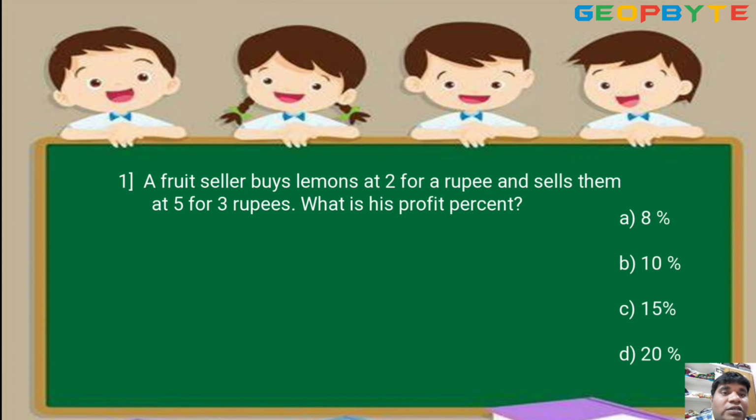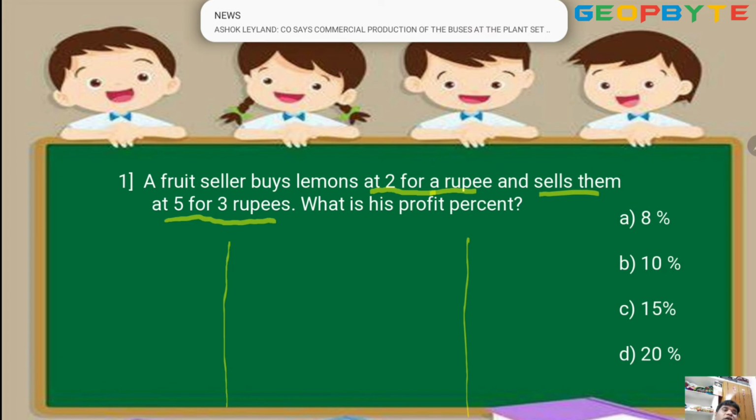Observe the first question. A fruit seller buys lemons at 2 for a rupee, and sells them at 5 for 3 rupees. Here I will explain 3 methods. As you wish, you can continue.